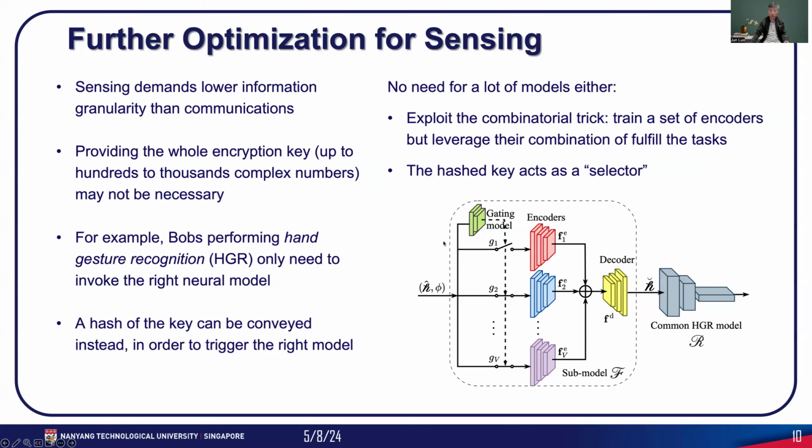Then, when we use this network to recognize human behaviors, for example typing or vital signs, the sensing user only has to use the selector to trigger different selections, instead of knowing the whole key. So we just need to dynamically change the local inference network in order to adapt to different encrypted channels.